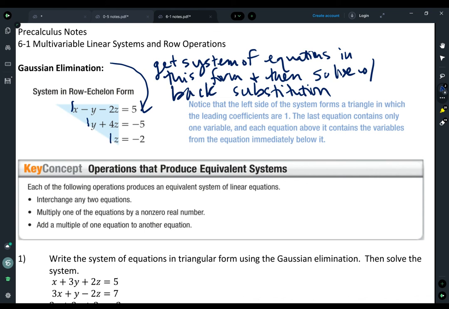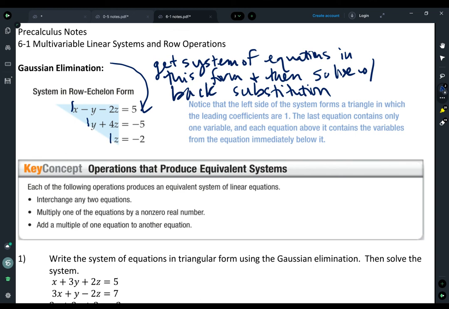My second row, I don't have any x's, so there's 0 x's, but I have 1y. And I can't have a 2y or a 3y. It needs to be a 1y. And then it's still okay to have z. And then in my third equation, I don't have any x, I don't have any y, I only have z. So our leading coefficients are all 1, and each row has fewer variables than the one before. So that is row echelon form.